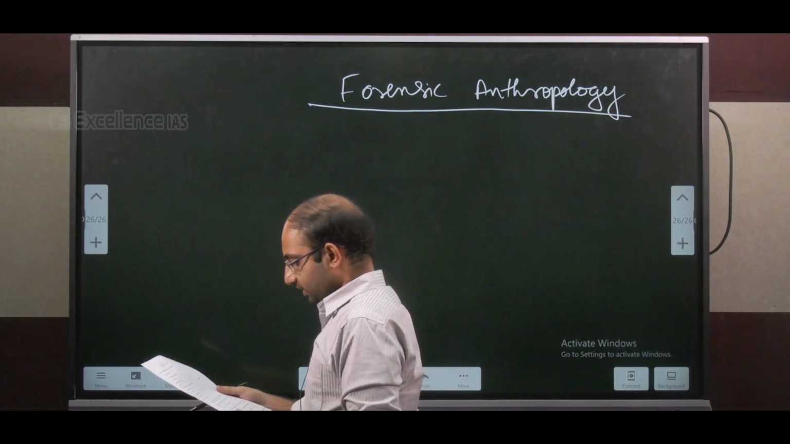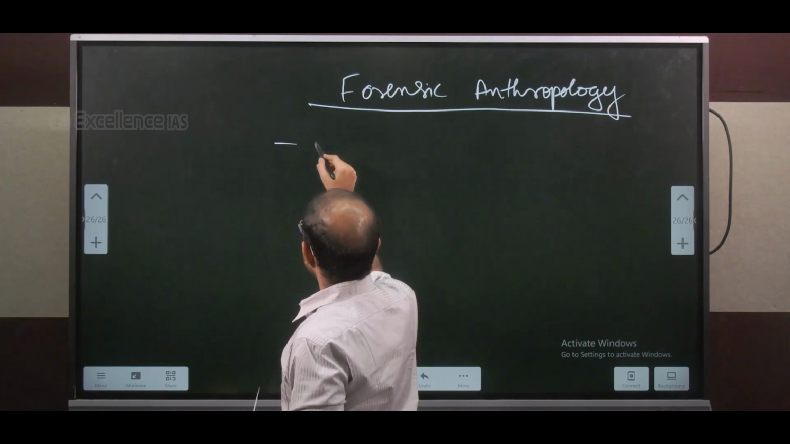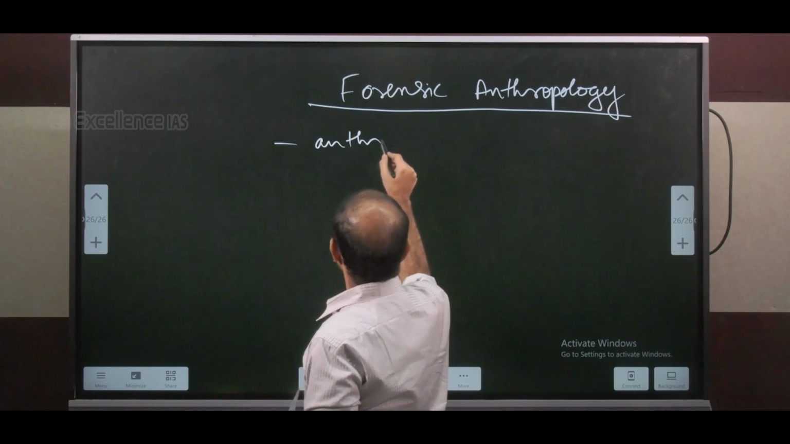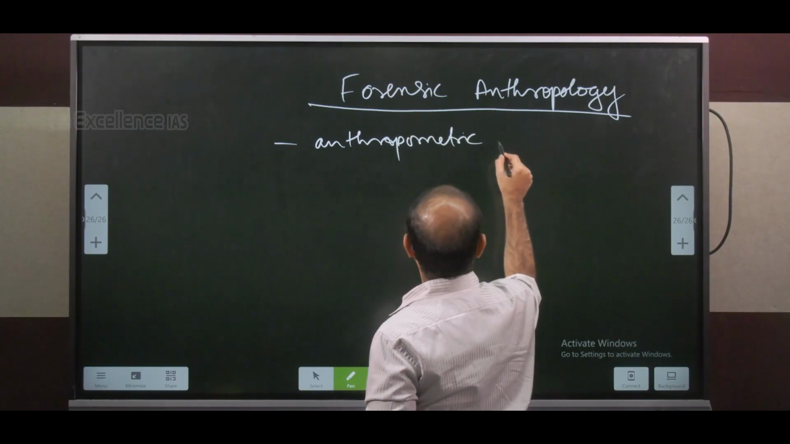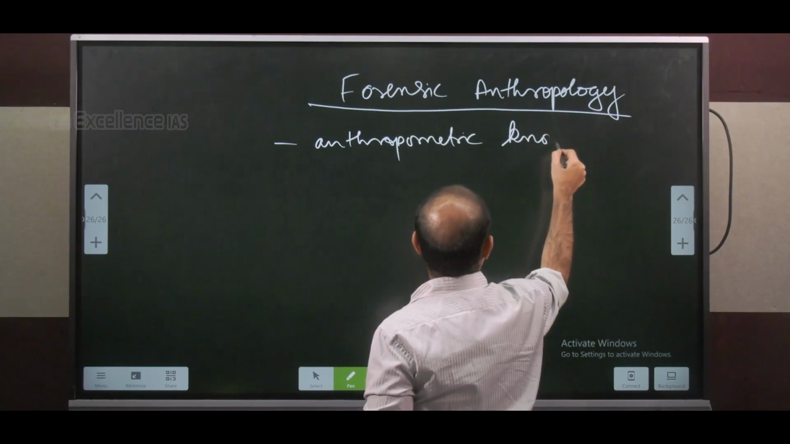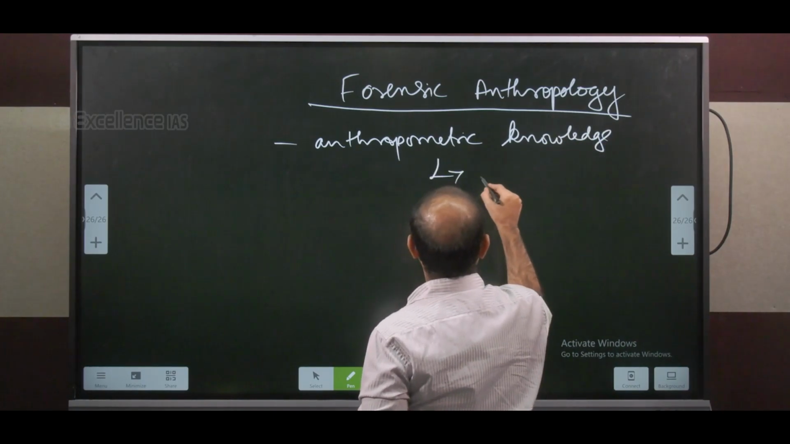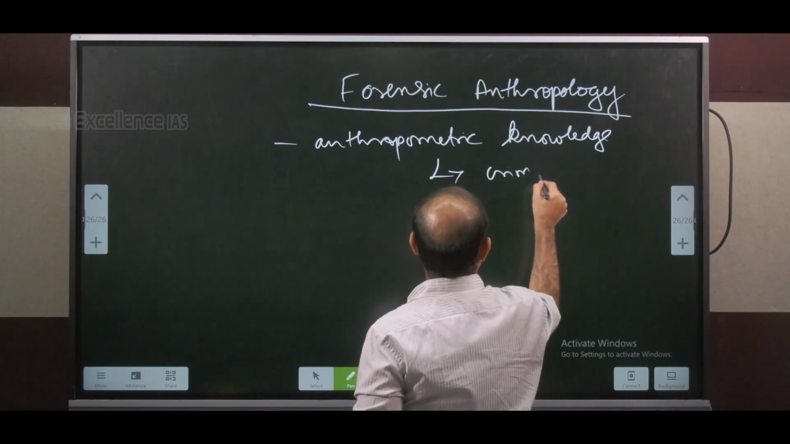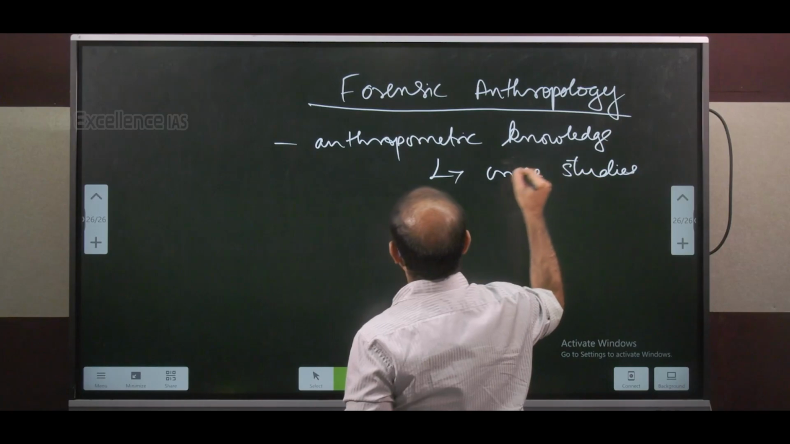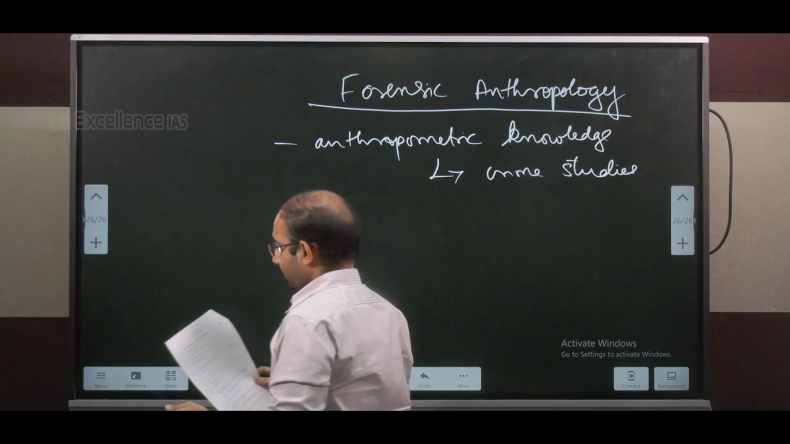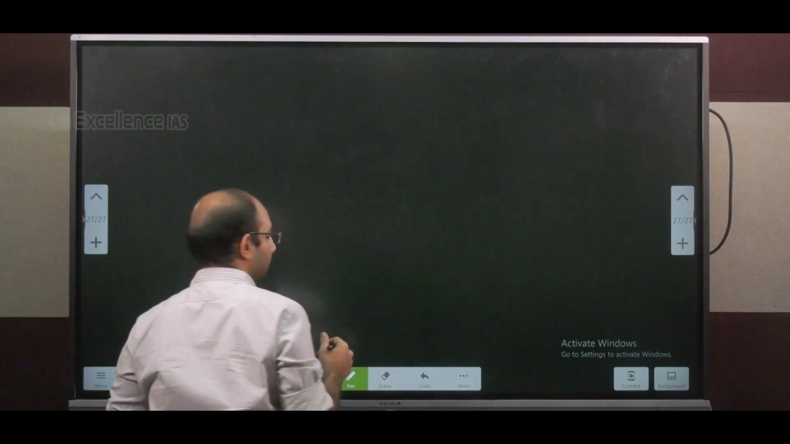So what is forensic anthropology? First, define it. Forensic anthropology is nothing but use of anthropometric knowledge for the purpose of study of crime and other things. That is what we mean by forensic anthropology. And how do we do this? We achieve this by various steps.